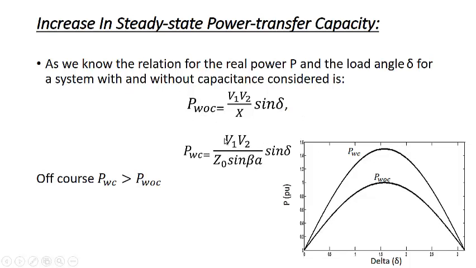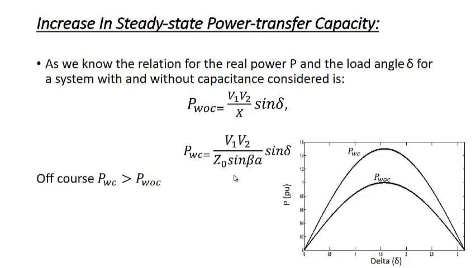Similarly, for the other transmission system, here we have assumed the shunt capacitance to be 0. Here we'll be assuming some distributed shunt capacitance. When that is the case, our expression will be modified; the numerator and the sine delta will be identical. Only X will be replaced by Z0 sine of beta A. This will be in general for a long transmission line where we cannot neglect the capacitance.